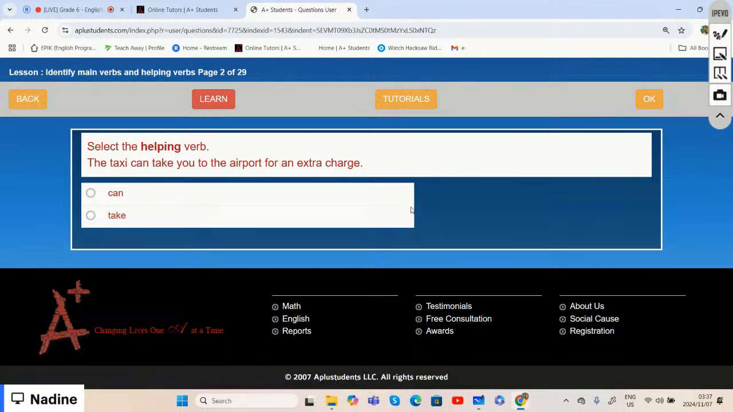The next one says we need to select the helping verb. The taxi can take you to the airport for an extra charge. We must select the helping verb. Is it can, option 1, or take, option 2?